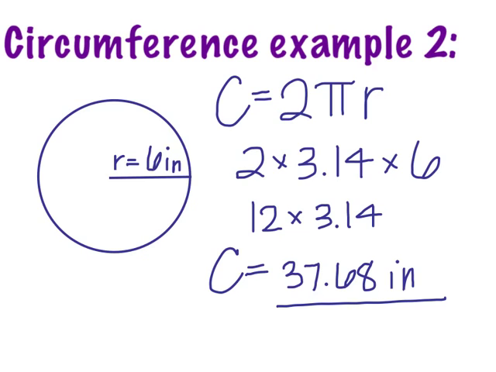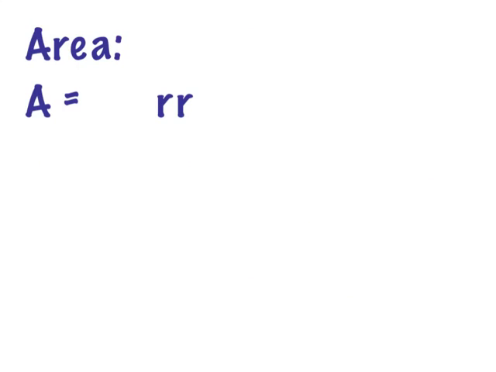The answer is 37.68 inches. Again, circumference is one-dimensional, so the answer is just inches. Let's practice some area. The formula for area is A equals pi times radius squared, or A equals pi r squared. I prefer you to use this formula because that reminds you need radius twice, not radius times 2.